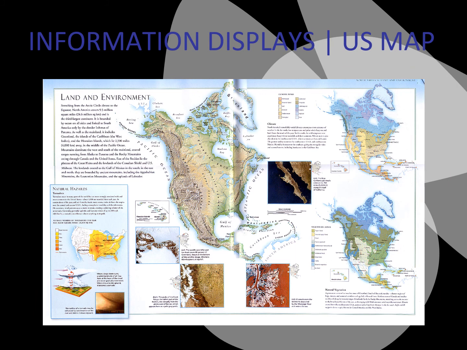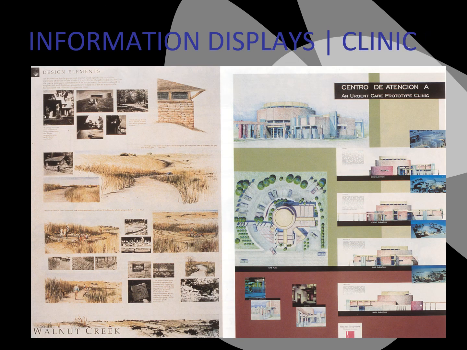Again, a more intense informational display. This is an example of a National Geographic map. Some other informational displays: this looks like a visitor center. This is an urgent care prototype clinic facility. So, very architectural elevations, and you've got your plan view, and it conveys the project quite nicely, but you can see those grids and arrangements and alignments throughout that. They've got this naturalistic color scheme, so I think a very nice layout.